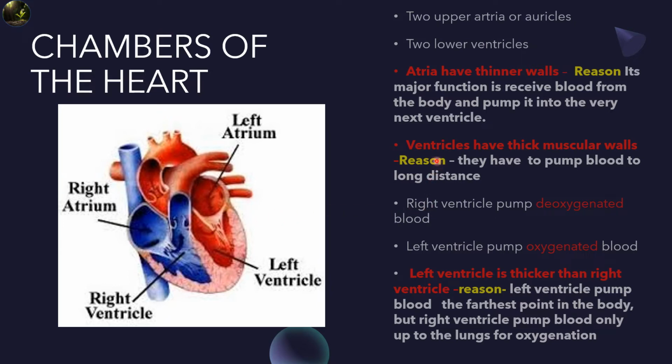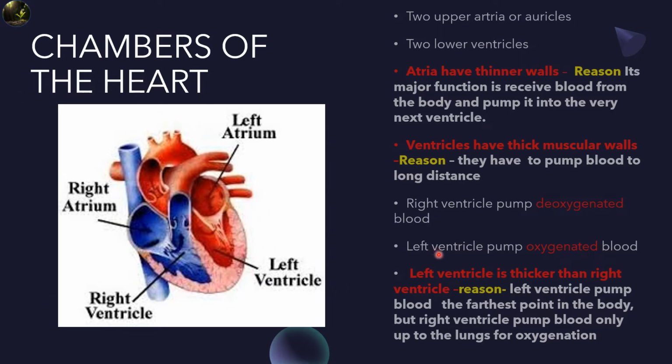Then the next one, ventricles have thick muscular walls. What is the reason for ventricles having thick muscular walls? You know that ventricles have thick muscular walls, here you can see. What is the reason? They have to pump blood to long distance. The main function of the ventricle is to pump blood to long distance. That's why ventricles have thick muscular walls.